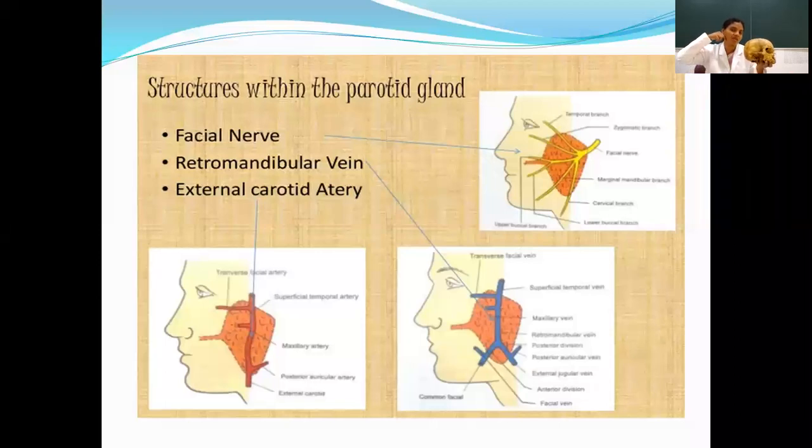The marginal mandibular crosses the posterior border of the mandible, and to some extent it extends into the neck, and again it extends onto the face. Then the last branch, the cervical branch, appears in the neck.